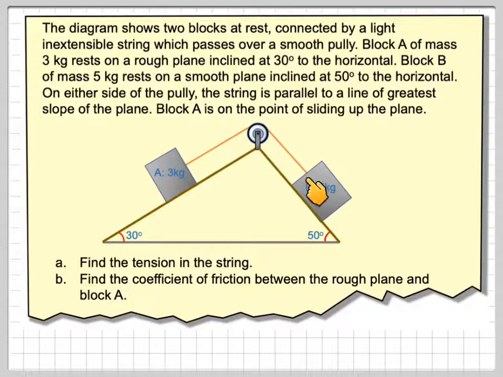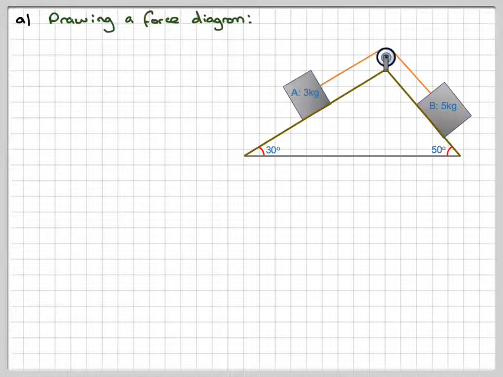So the whole thing is going to move this way. We want to find the tension in the string and the coefficient of friction between block A and the rough plane. Okay, so if we draw the diagram, I'm going to write up here, this is rough and this is smooth.